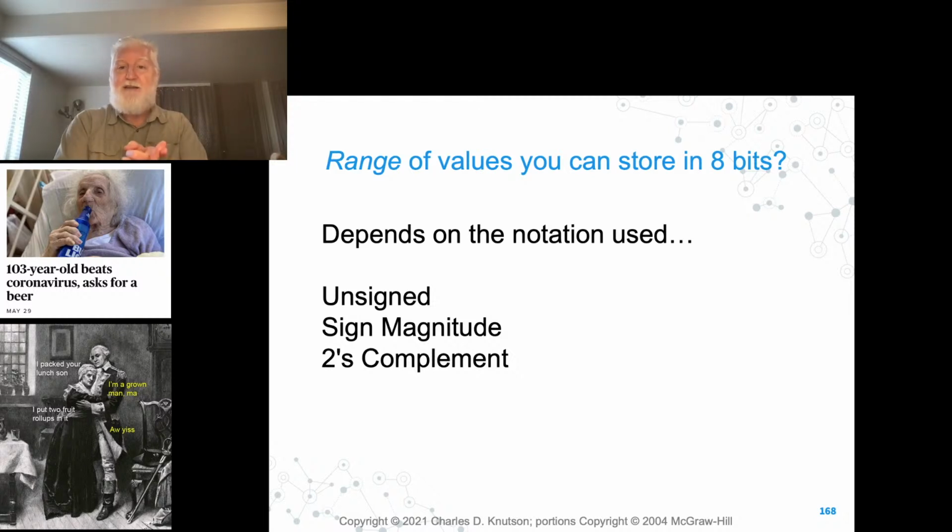In unsigned, it's going to be from 0 to 255. Signed magnitude, it's going to be negative 127 to positive 127 with a pair of zeros in the middle. 2's complement notation, it's going to be from negative 128, the crazy freakish mystery number, to positive 127. The range depends on the notation. Always, always, always.